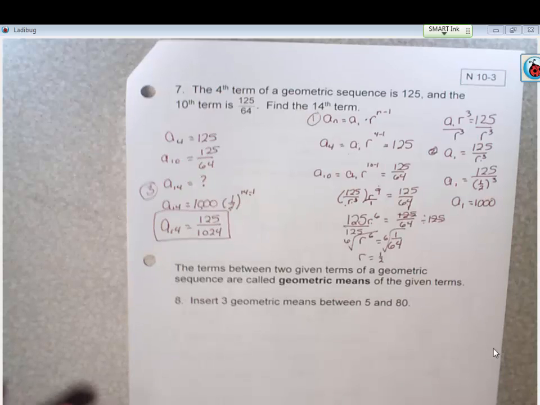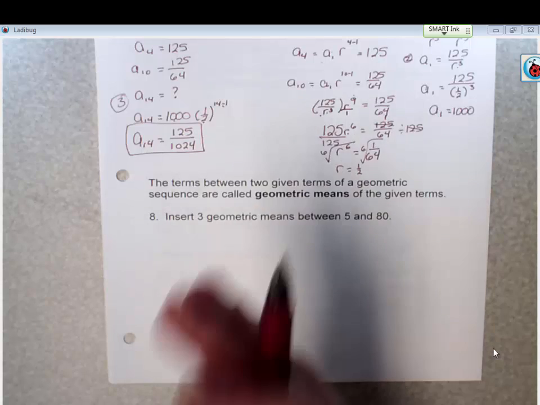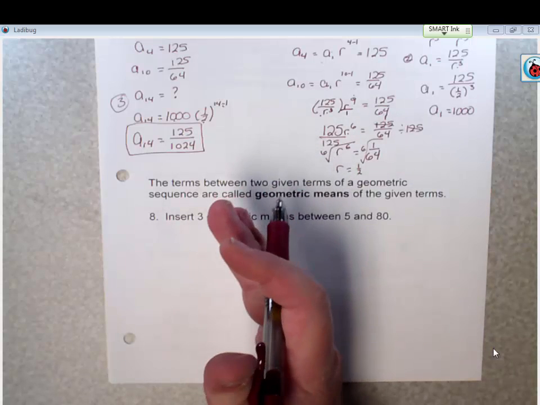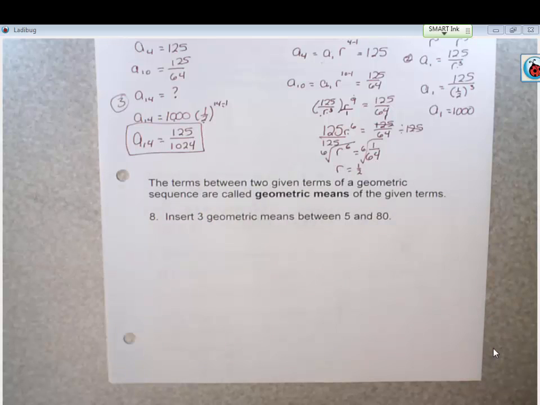Okay, so number 8, the terms between two given terms of a geometric sequence are called geometric means of the given terms. I am betting that most of you took geometry and they talked about geometric means at some point and they gave you this weird little formula, and the only time you used it was when you were trying to find the missing side in right triangles. Yeah, and then they went on, right? I wish I had known when I was teaching geometry what geometric mean actually meant, because it makes that little formula that they gave you in geometry class make so much more sense.